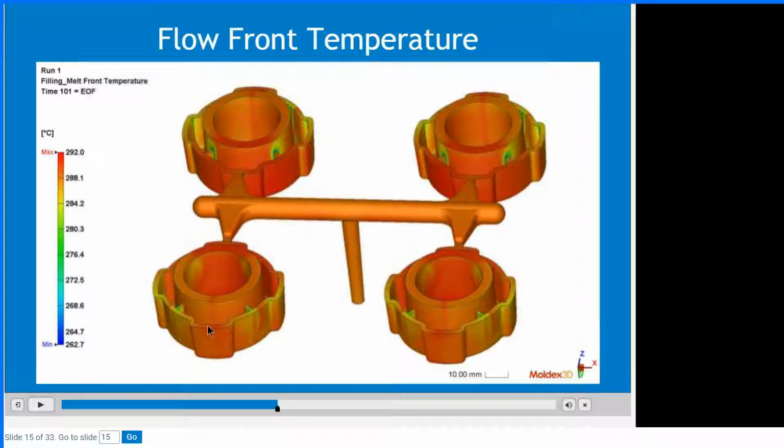So anything that you can do prior to mold build is very important. You need to optimize the part design before you go to tooling. Otherwise, you cannot fix it afterwards easily anymore. Okay.